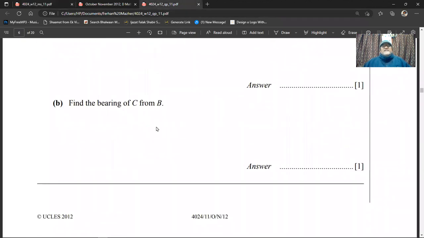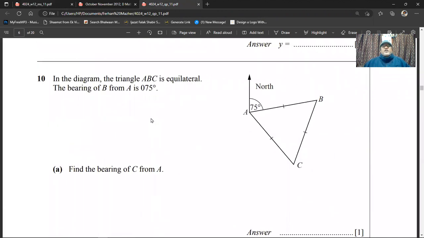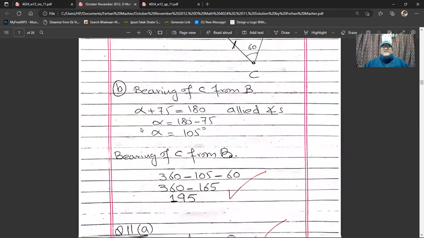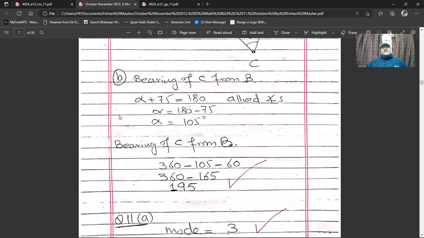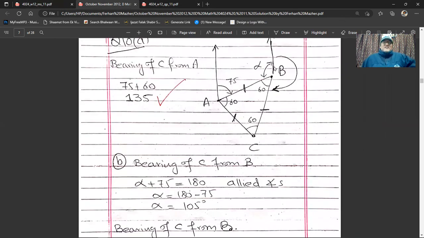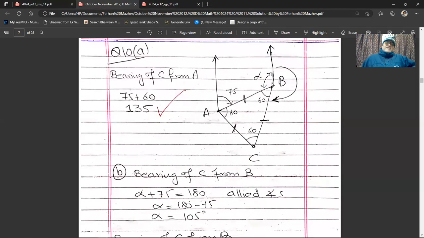Then part B, they ask to find the bearing of C from B. C from B means on B you draw the north, and from that north clockwise you come to the BC line, and they want me to find that angle. You see the method is very simple. On B, I will draw a north, and from that north I will go clockwise to the BC line. I want to find this angle.